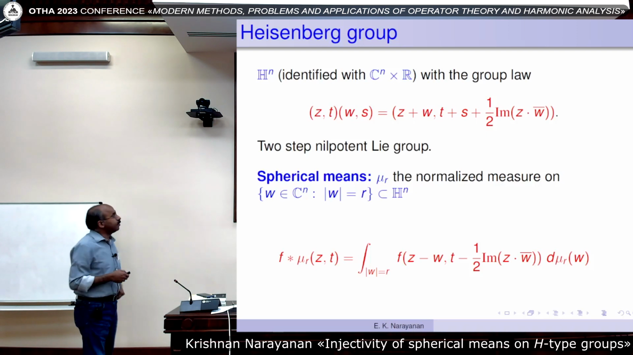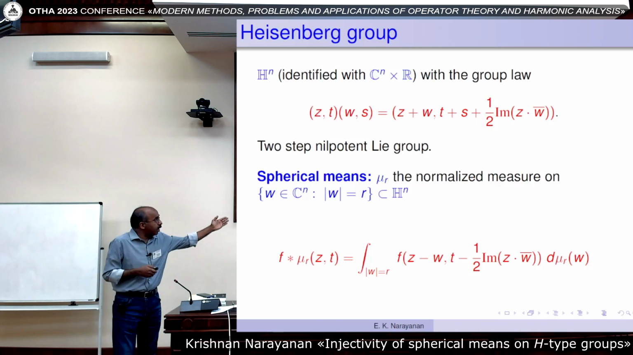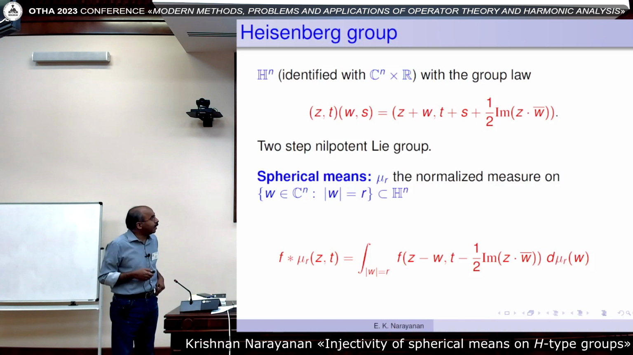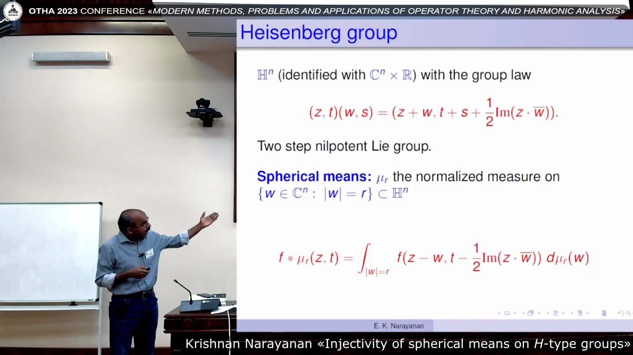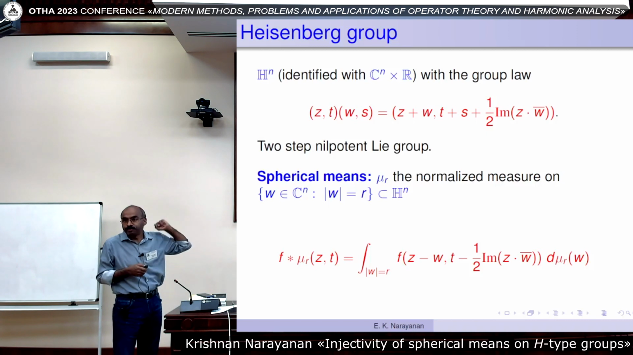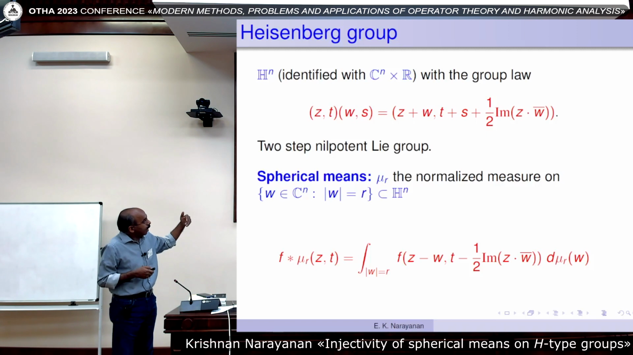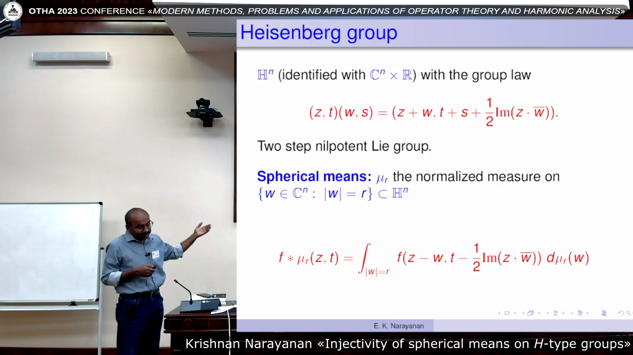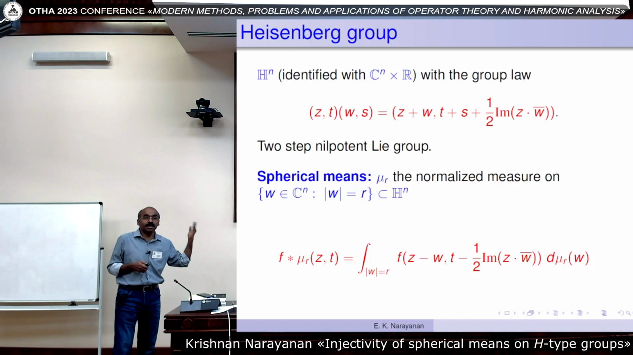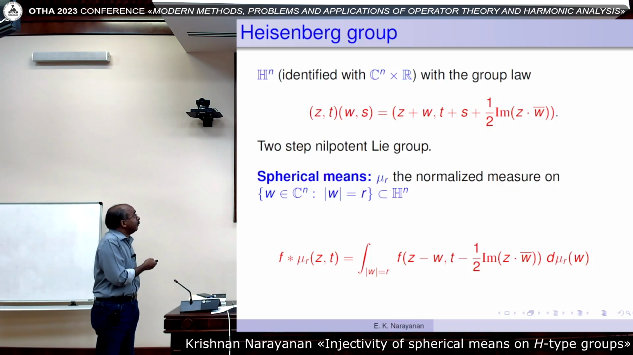So you have F convolved with mu r at (z,t) equal to the integral over |w| equal to r, which is where your measure is supported, and whatever is inside is precisely the convolution definition. But that minus half imaginary part of z dot w bar comes because of the group law. So these are the spherical means. There are various justifications to say these are the spherical means on the Heisenberg group. We'll probably not get into that.